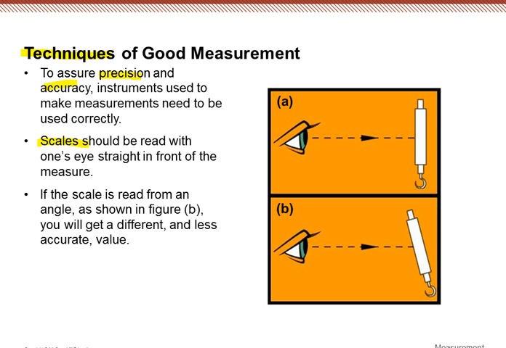Now the reason we do that is if we are at an angle, like as shown in object B here, if we look at an angle, that creates a different view, and we call that a parallax. The issue with that is you get a different and less accurate reading. And so the person in B here is going to get a different reading than the person in A.